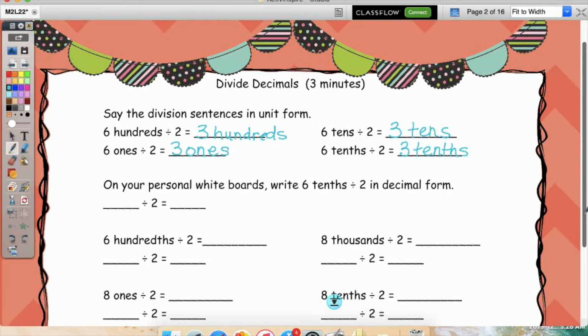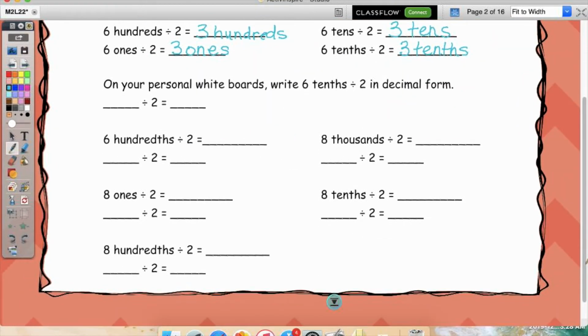So let's take a look at these at the bottom. I'm going to do 6/10 divided by 2 in decimal form. So 6/10, how do I write it? 0.6. And then the answer is 3/10, 0.3. Now I think unit form before standard form helps kids understand better. So 600ths divided by 2? 300. Okay, so we're going to write it, and we can use the abbreviation.